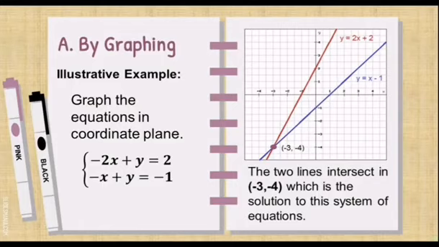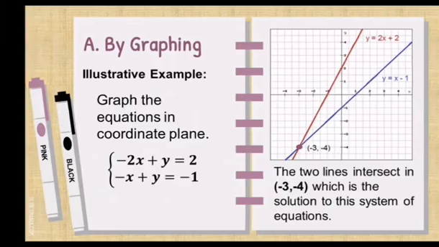Illustrative example. Graph the equations in one coordinate plane: negative 2x plus y equals 2 and negative x plus y equals negative 1. The graph of negative 2x plus y equals 2 is the red line, and the graph of negative x plus y equals negative 1 is the blue line. The two lines intersect at (-3, -4), which is the solution to the system of equations.